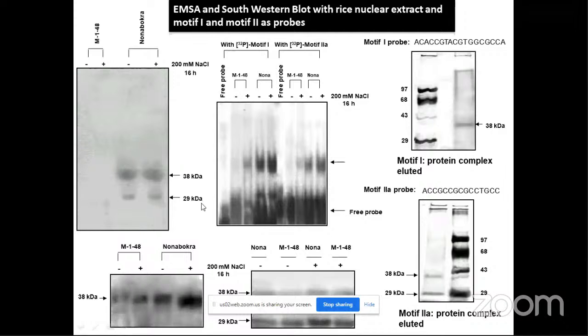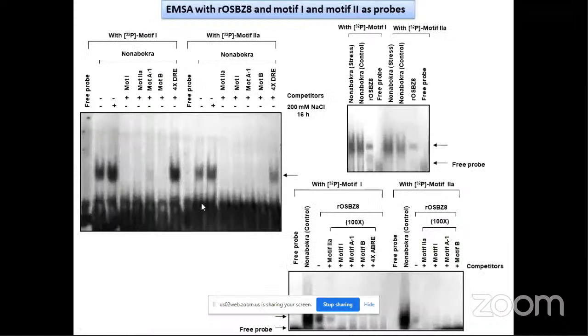So we published that. Actually this much work we published. I'm not repeating, this is actually the same experiment where we showed binding with recombinant OSBZ8 separately with motif 1 and motif 2.